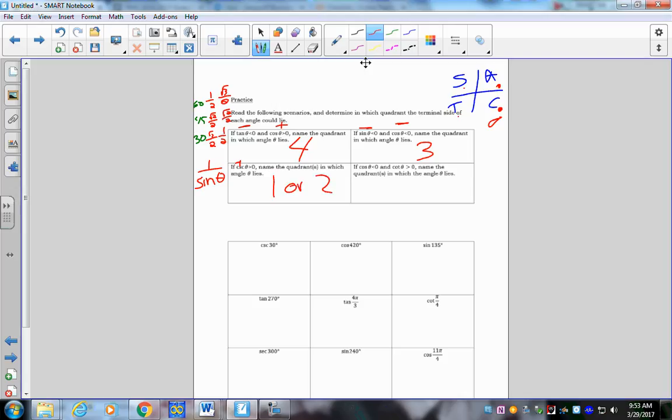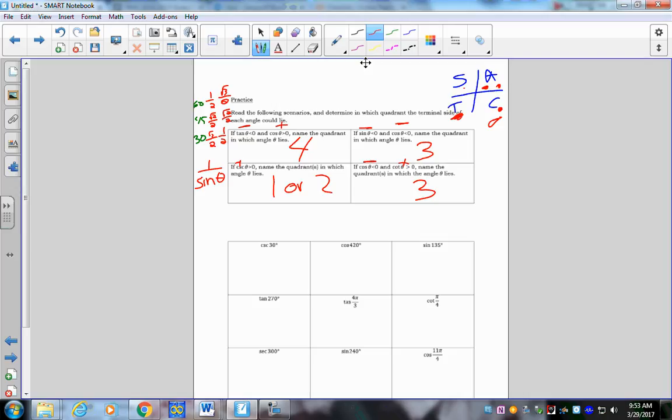All right, the last one, where is cosine negative and cotangent positive? Okay, so tangent is positive here and here. So in which of those is cosine negative? Down here in quadrant 3.